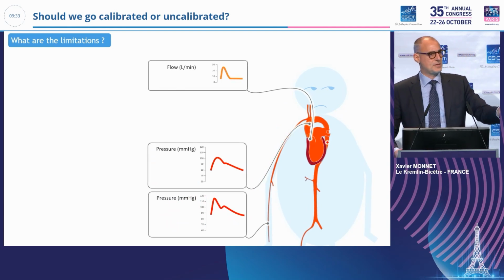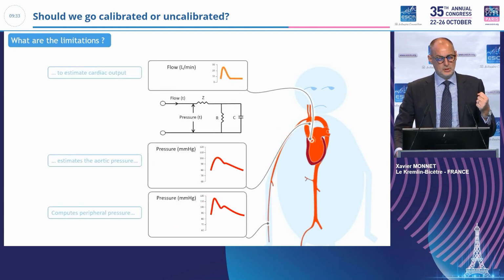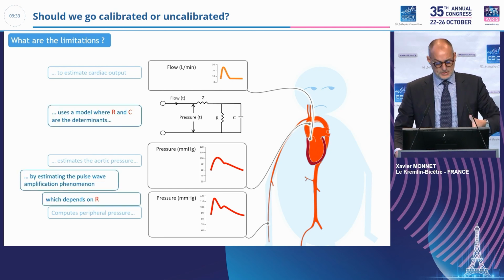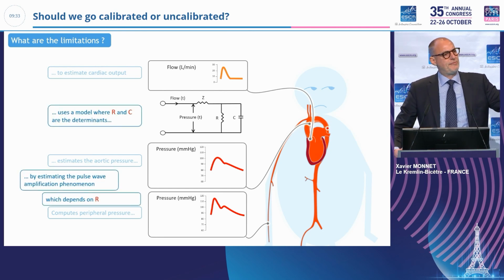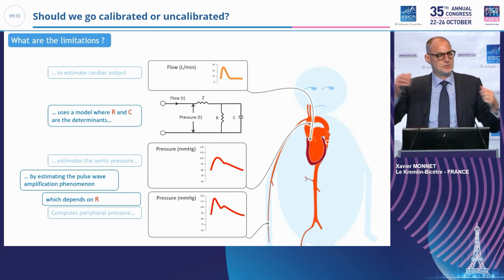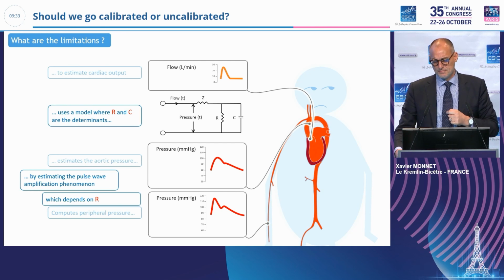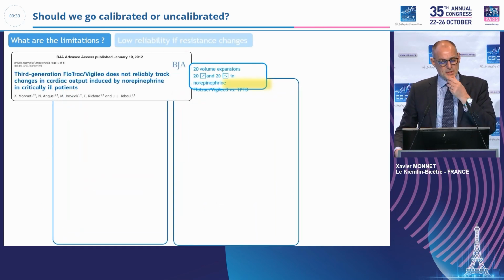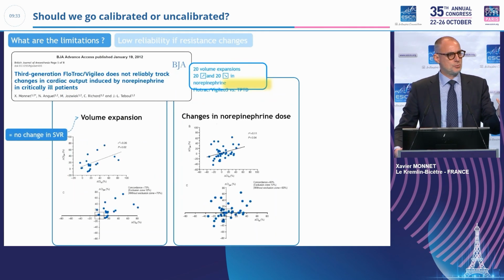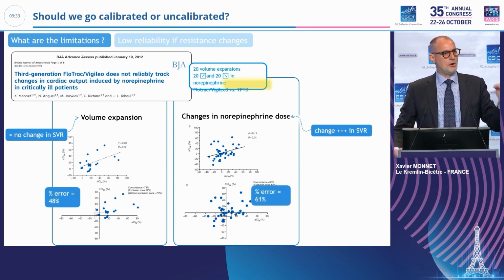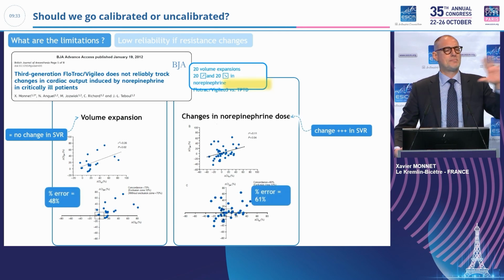I showed you the example of the Windkessel model. Resistance is integrated in the model. The system uses the pulse wave amplification phenomenon to estimate aortic pressure, and this phenomenon, as Antonio Messina told us, depends on resistance. So definitely, these devices are not reliable when non-calibrated if the arterial resistance changes. It's been shown by many studies, just 3 examples.